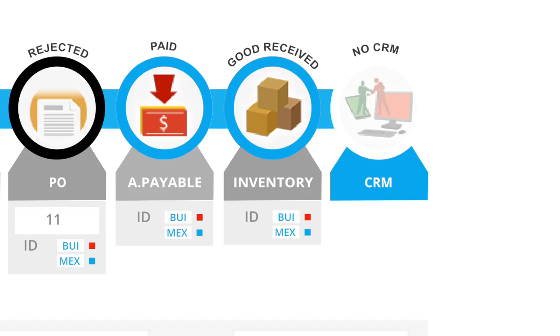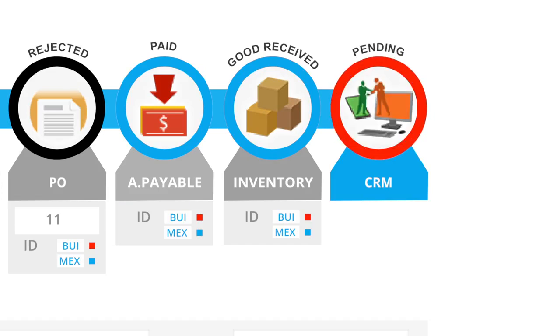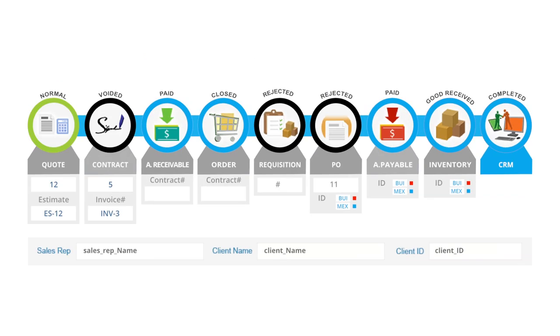CRM. CRM will display red and pending status when no assessment has been applied to the customer for the specific contract. Blue and completed status when at least one assessment has been applied. As you can see, the process bar is a very useful feature. Remember that you can navigate it just by clicking on a desired process. You can as well simply display any customer process by clicking on the contract number or client name assigned to the quote or contract.